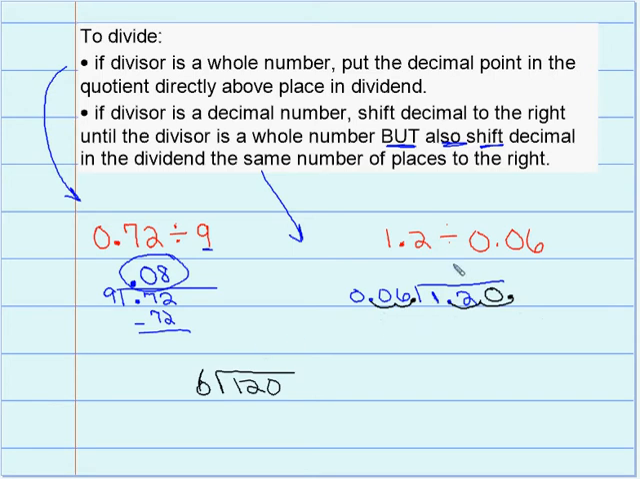6 will go into 120. 6 goes into 12 2 times. 2 times 6 is 12. And then I'd have this 0, and 6 would go into 0 0 times. Okay, same thing over here. You could do that. Either way, your answer here is 20.